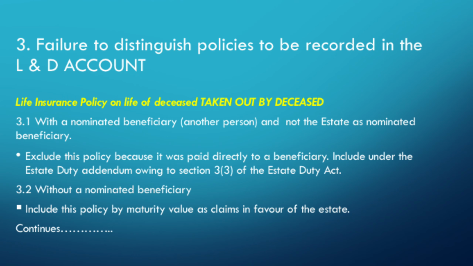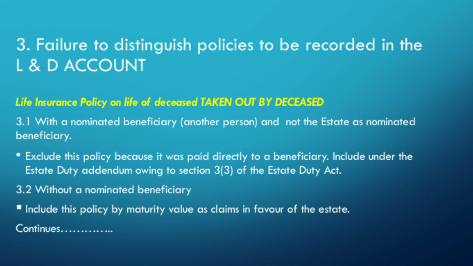What do we do with this one? 3.1, the first one, with a nominated beneficiary, another person and not the estate as nominated beneficiary. What do you do with this policy? You must exclude this policy because it was paid directly to a beneficiary. But you must include it under the Estate Duty Addendum owing to Section 3, Subsection 3 of the Estate Duty Act.